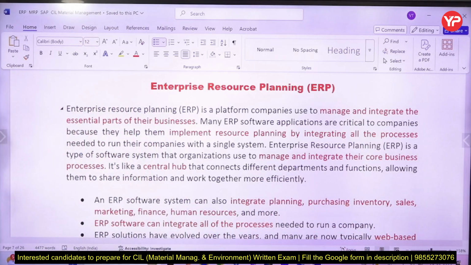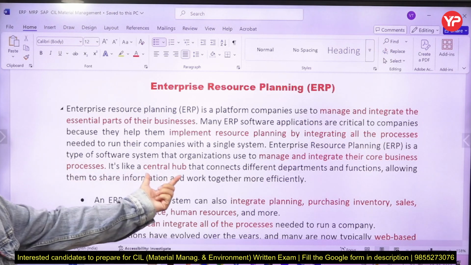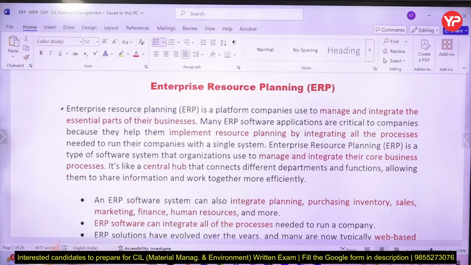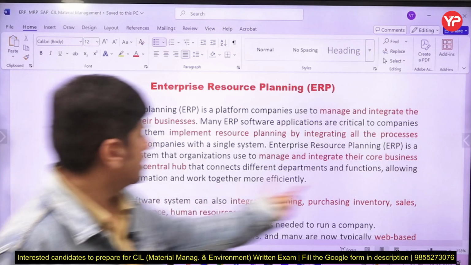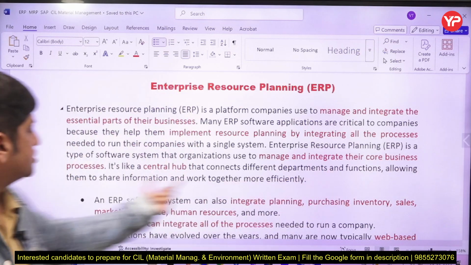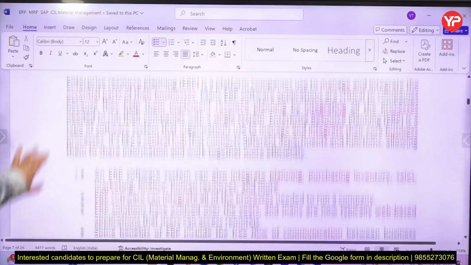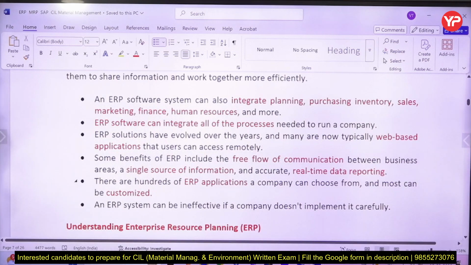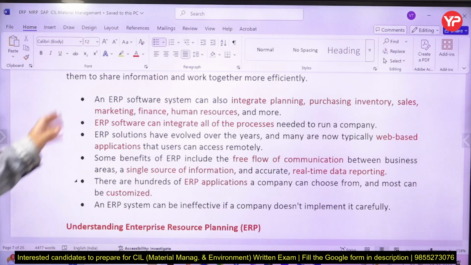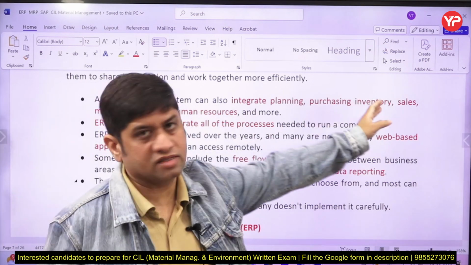That is the ERP. So it is a software system that the organization will use to manage and integrate the core business processes. It is like central hub, centralized data system actually, which connects different departments, different functions, and the information flows efficiently. So ERP software system integrates planning, purchasing, inventory, sales, marketing. I told you ये सारे एक्टिविटीज करता है ERP.